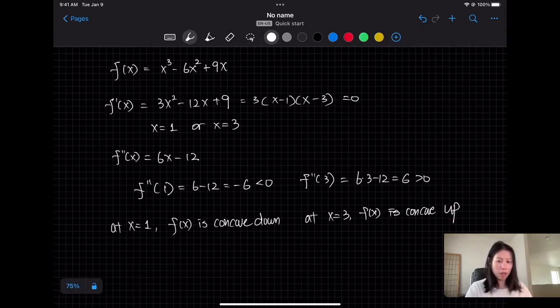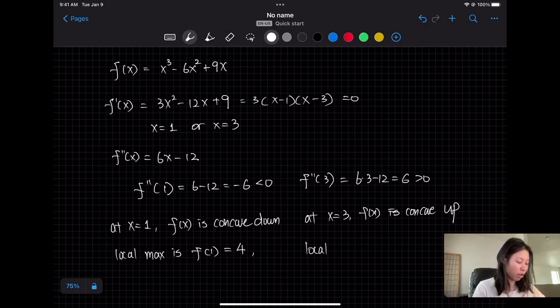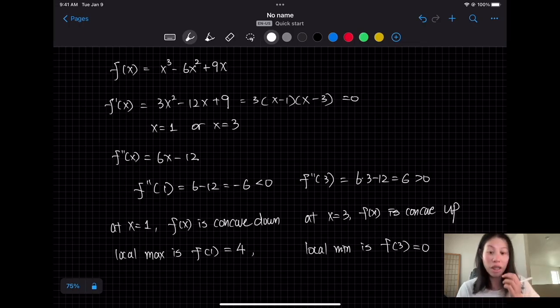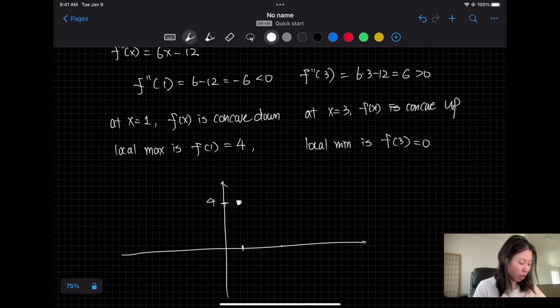Okay, so if it's concave down, that means we have a local maximum. Our local maximum is going to be what? f of 1, that is equal to 4. And concave up means we have a local minimum, which is f of 3 equals 0. So now let's try to graph these and see what this looks like. When x equals 1, y equals 4, and when x equals 3, y equals 0.